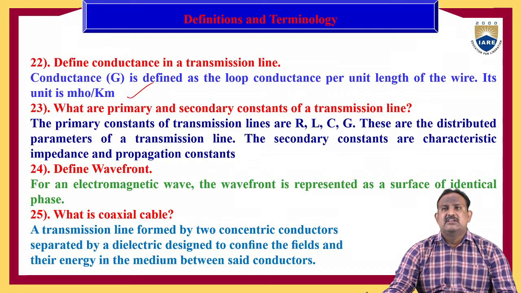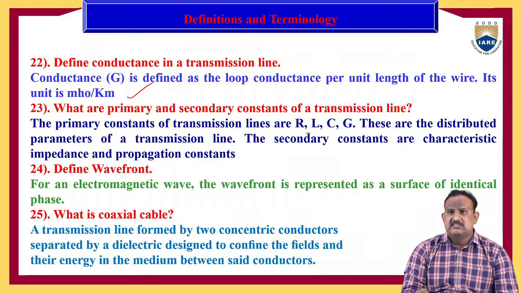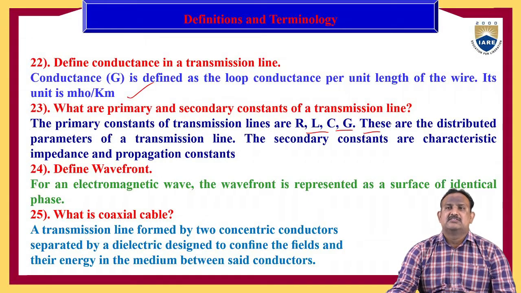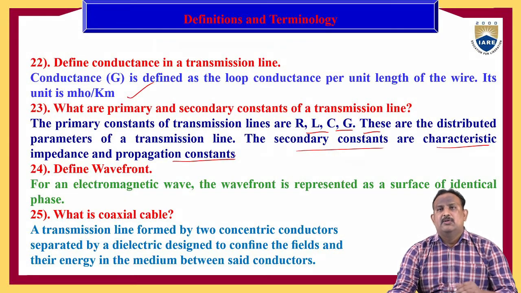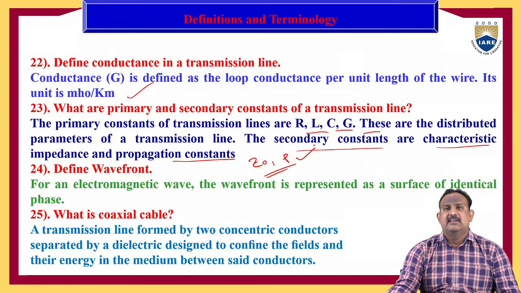What are the primary and secondary constants of a transmission line? The primary constants are resistance, inductance, capacitance and conductance. The secondary constants of a transmission line are the characteristic impedance Z0 and the propagation constant P.